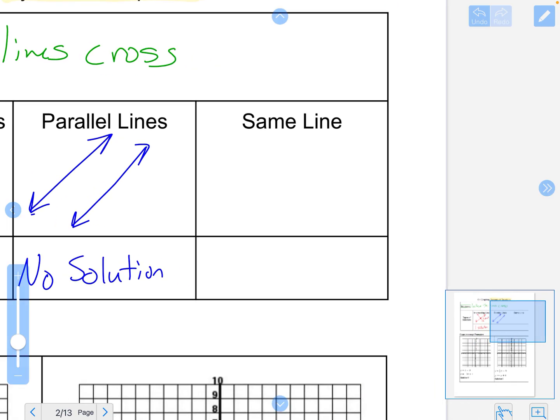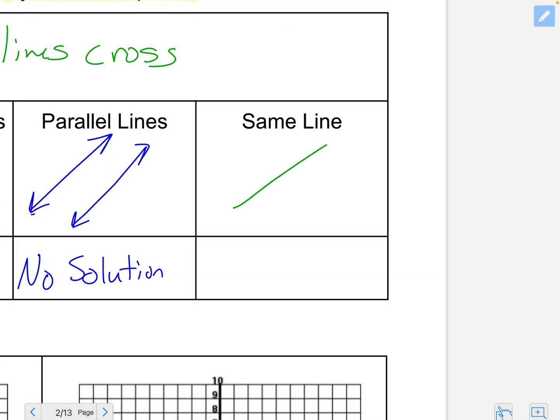And then occasionally, when we graph lines, we're going to end up with lines that are actually the exact same line. And so if they're the exact same line, they have the same slope, the same y-intercept, same everything, it's going to be infinite solutions.